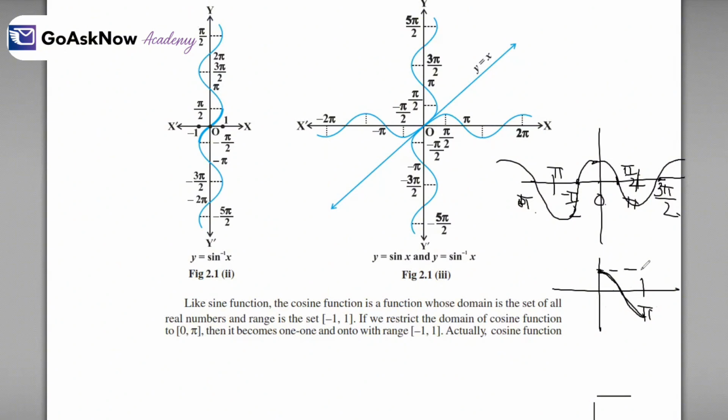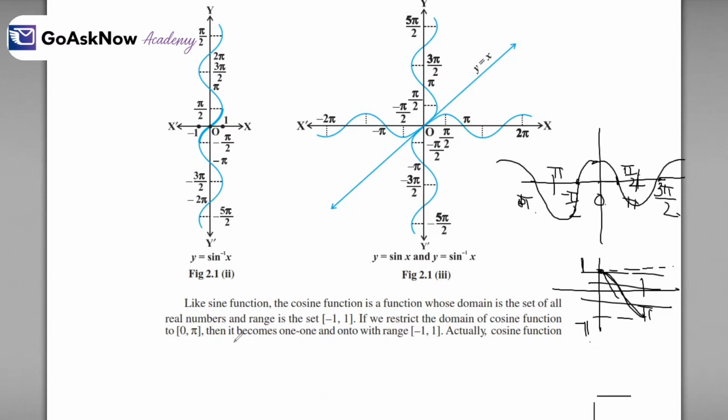If you define the interval only like -1 to 1, then in this range it is 1-1 also, because it has only one cutting point if we draw an x-axis parallel line, and it is onto also in this interval, similar to sine, for which we have drawn the function. Okay. So yes, we can find where cosine is 1-1 and onto, that is 0 to pi. So this is what? This is the range of this function.